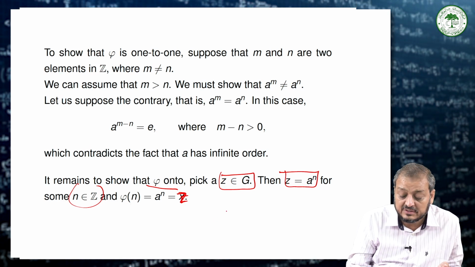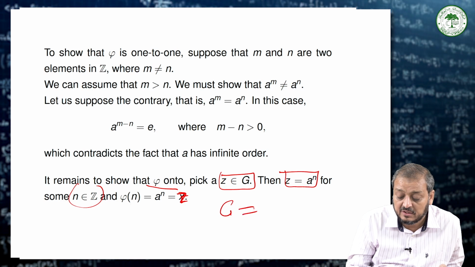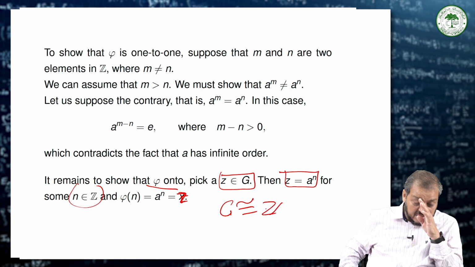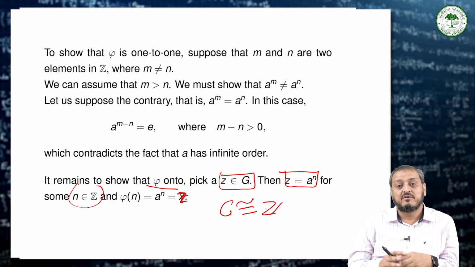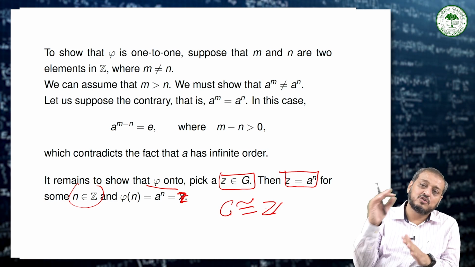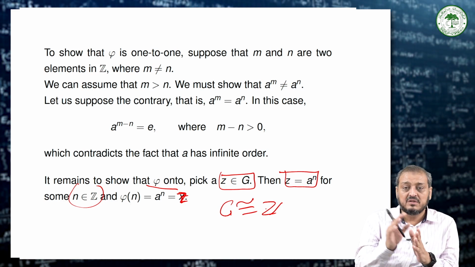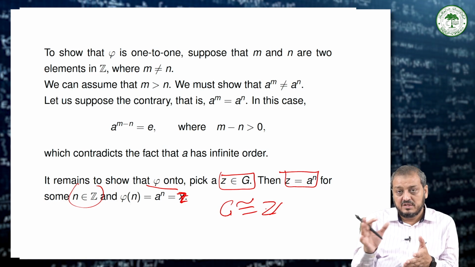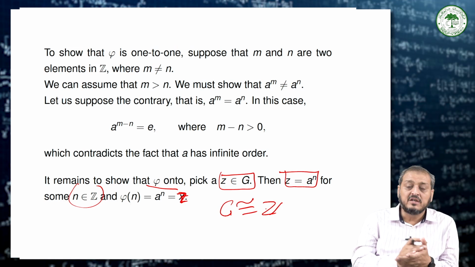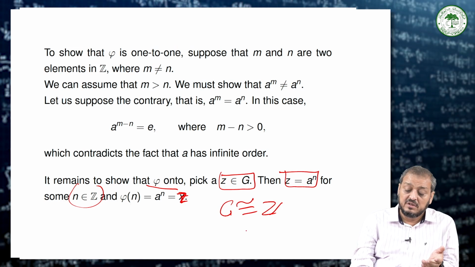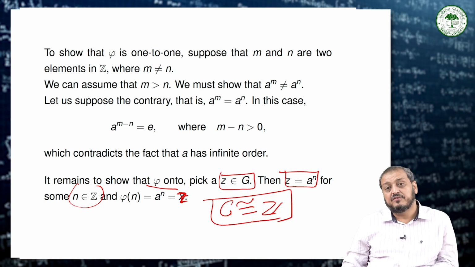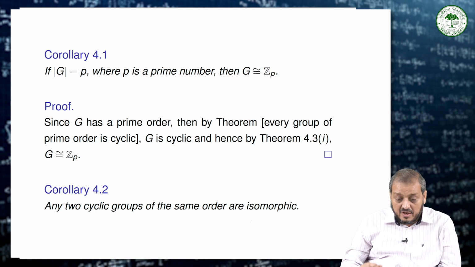So this means clearly we can say that G is isomorphic to Z if G is a cyclic group of infinite order. If G is a cyclic group of finite order n, then G is isomorphic to the set Z_n. But in the case where G is an infinite cyclic group, then G is isomorphic to the set of integers.